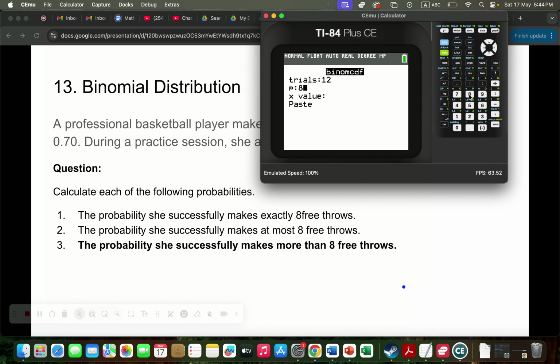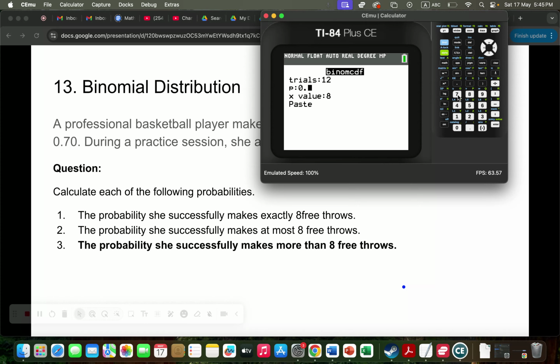Now, when you do CDF and you choose X to be 8, what you are asking the calculator to do is find the probability when she makes 8 free throws, 7 free throws, 6 free throws, all the way down to 0, and you add up all these probabilities. That's what CDF does. It sums up all these probabilities. Oh, sorry, no, that's X. I'm sorry, that should be X. P should be 0.7. What am I thinking? All right, let me just fix this first. Okay, let's clear this one. This should be 8. Then P should be 0.7.